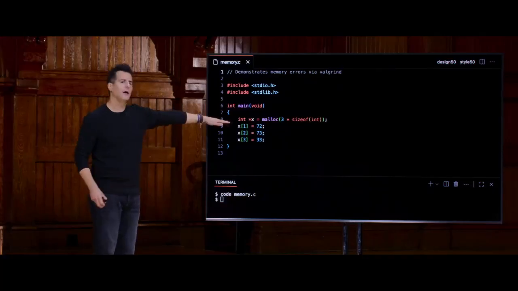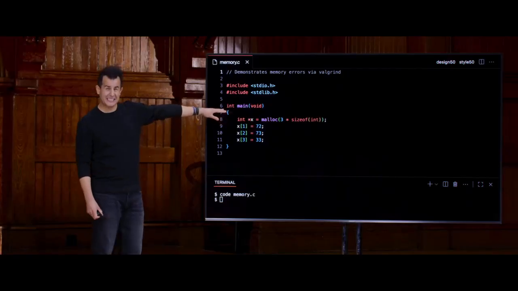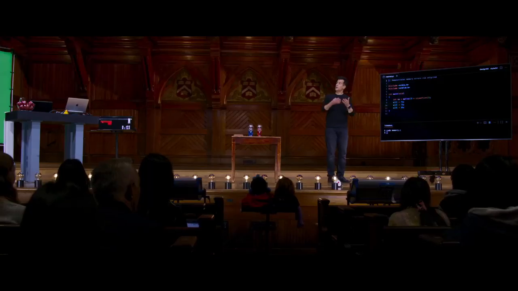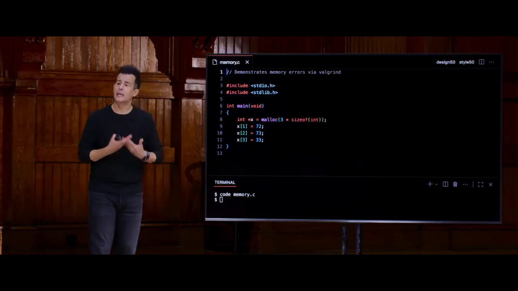But given that I've used malloc on line 8, what other mistake have I done in this version of the program? What's missing? Free. So I didn't actually call free. So this program has a memory leak. It's asking for memory and never handing it back.